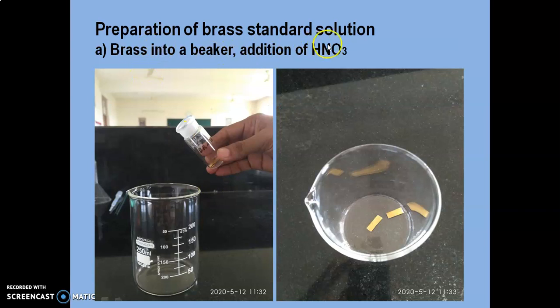Preparation of brass standard solution. So the brass strip will be given in the weighing bottle. It has to be transferred to a clean beaker. So the brass will have copper in the oxidation number 0. Upon the addition of HNO3, it is getting oxidized. Copper will be getting oxidized to Cu2+ and it forms cupric nitrate.